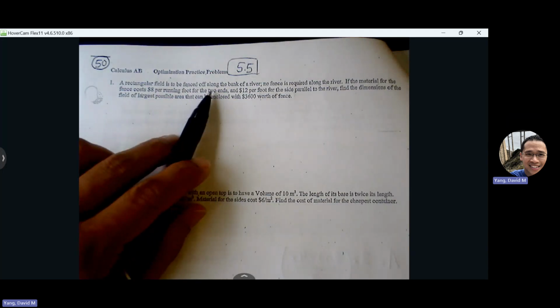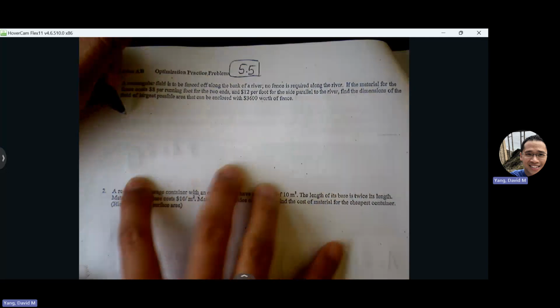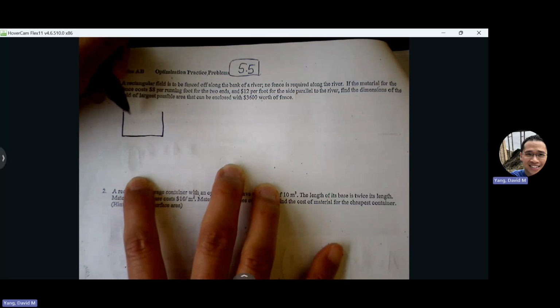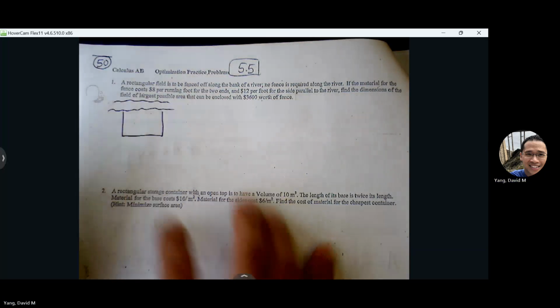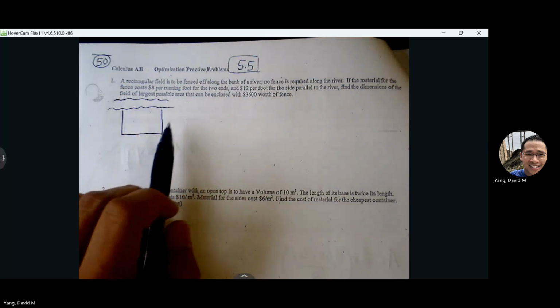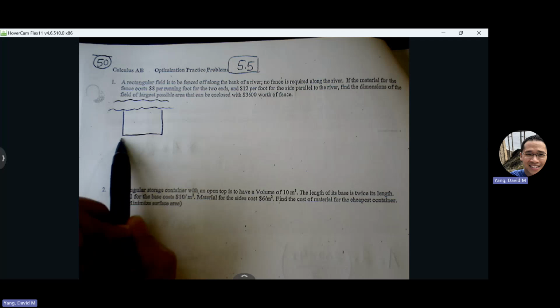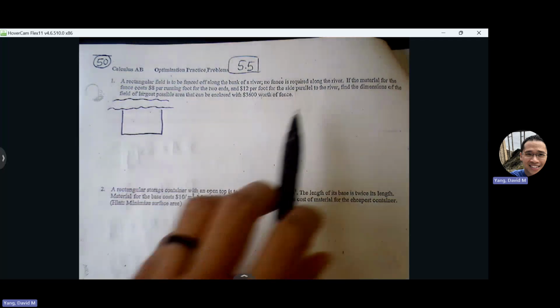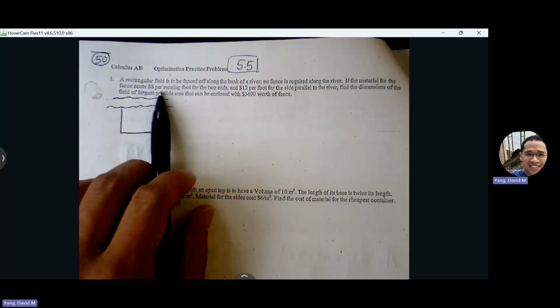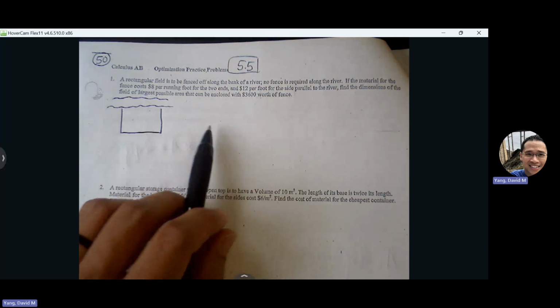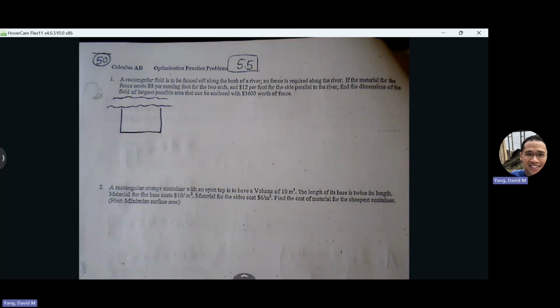So we have a rectangular field fenced off along the bank of a river. So say we have 3 sides, and we have a river on this side, so there's not going to be any fencing on this. It's just going to be on the 3 sides there. If the material for the fence costs $8 per running foot for the 2 ends and $12 for the side parallel to the river, find the dimensions for the field of largest possible area.